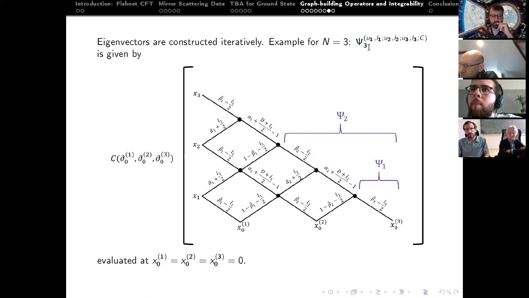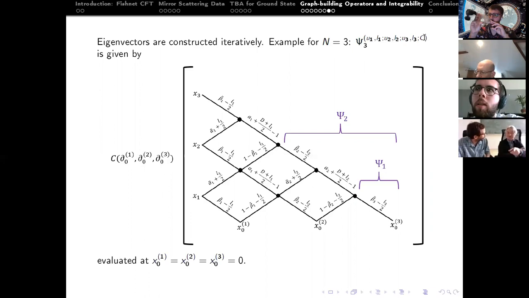They depend on the three complex rapidities, U1, U2, U3, three integers, L1, L2, L3, and still a tensor structure that lives in the tensor product of a symmetric traceless space of length L1 times symmetric traceless space of length L2 times symmetric traceless space of length L3.